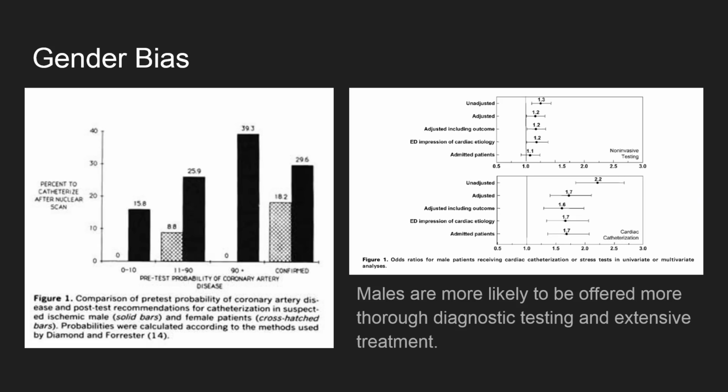For example, bias against females has been well documented in clinical settings. Despite sharing similar symptoms, men are offered more thorough diagnostic testing and extensive treatments. For example, when diagnosing coronary artery disease, physicians are more likely to recommend catheterization to men than to women, despite similar abnormal results from preliminary tests.